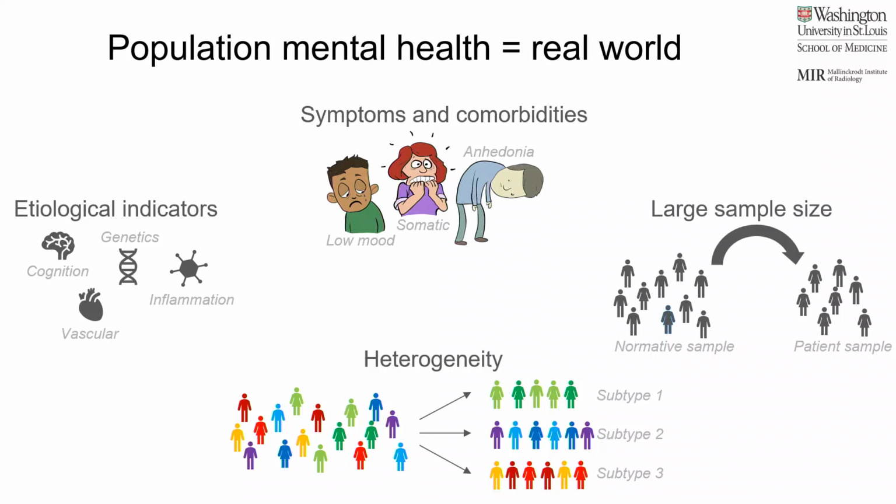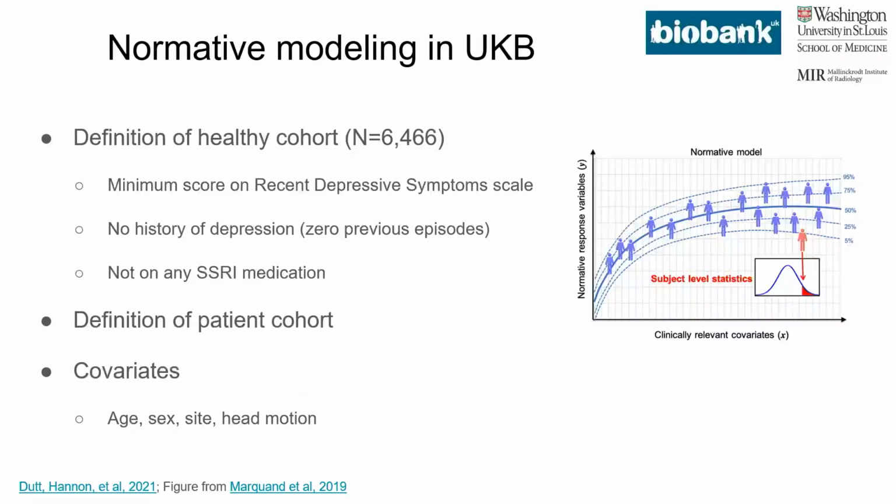So what I'm going to tell you soon is we started off thinking about symptoms. Then we took the benefits from the large sample size in multiple ways, including using the normative modeling approach. Then we quantified heterogeneity in a couple of different ways, and the thing that we're working on actively at the moment is to look at etiological indicators to validate some of the results that we're getting.